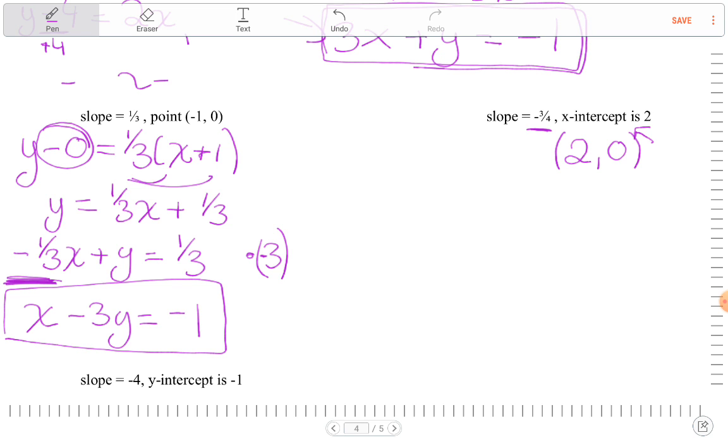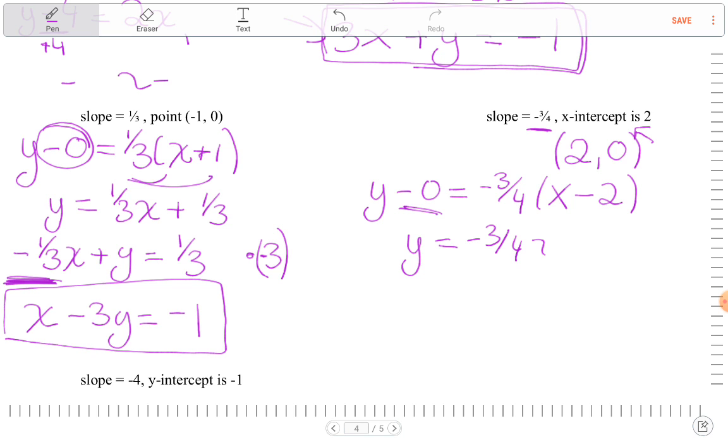Now I can fill it into my equation. I have y minus 0 equals -3/4 times x minus 2. I'm going to distribute this. I don't need the 0 anymore. I'm just going to leave it. -3/4 x and -3/4 times -2 is positive 6/4. I could simplify the 6/4, but I'm not at this point, because I know I have to bring it into standard form, and you'll see it actually simplifies itself out easier if you don't simplify at this point.